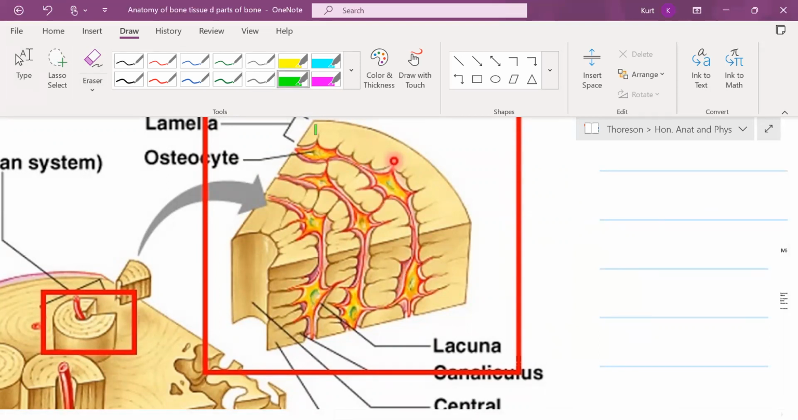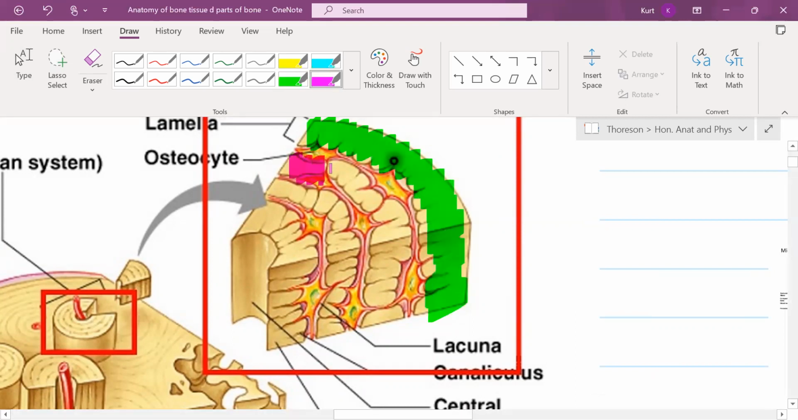Okay, next. Here's one of those bands I mentioned earlier. There's one. Here's another. So there's 4 different layers of lamella or lamellae. Same thing. Those bands that you see in the matrix of compact bone. That's lamellae or lamella, whichever.